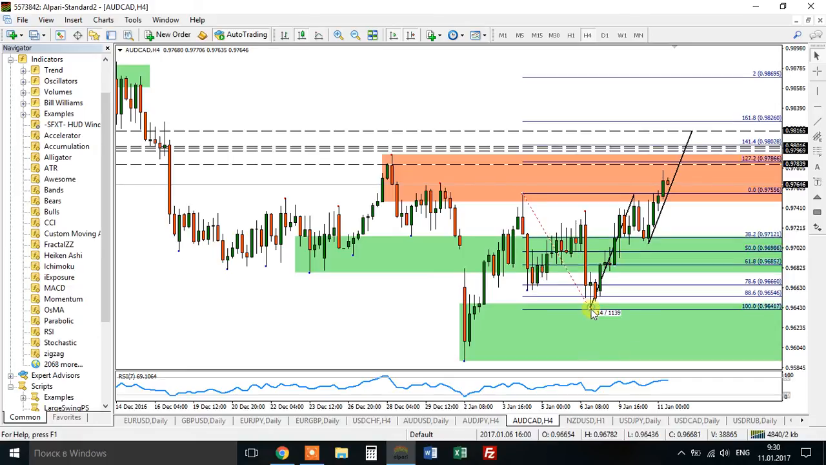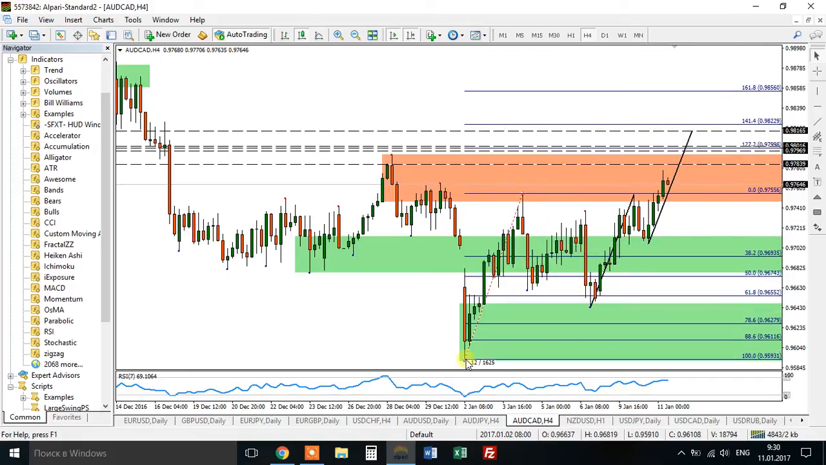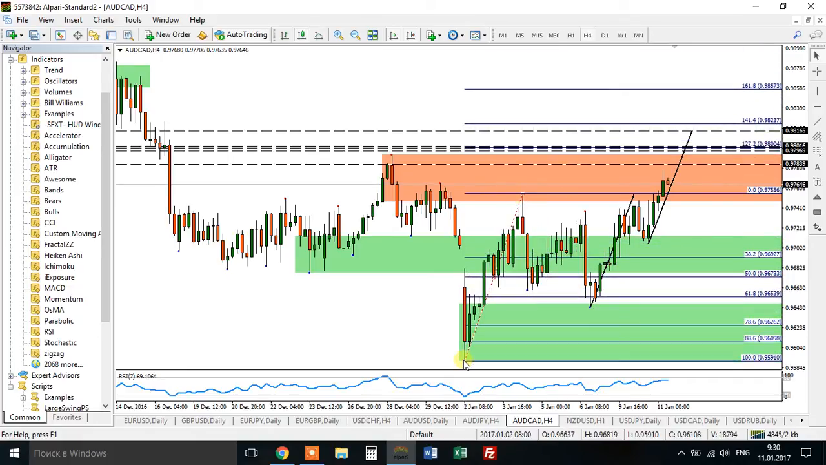Okay, and let's measure this movement. What do we have? I suppose we have 127. Yes, it coincides with those, so we have lots of Fibonacci levels coinciding at that round number of 98.